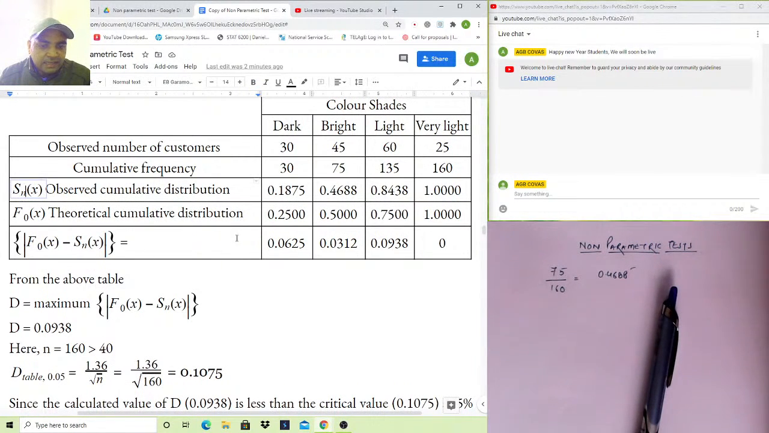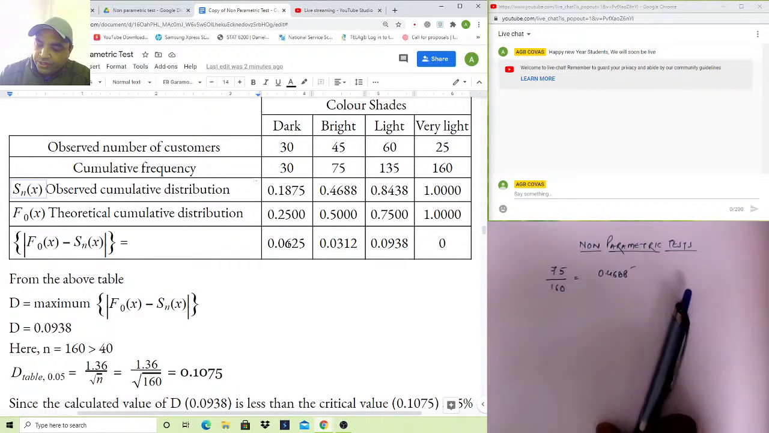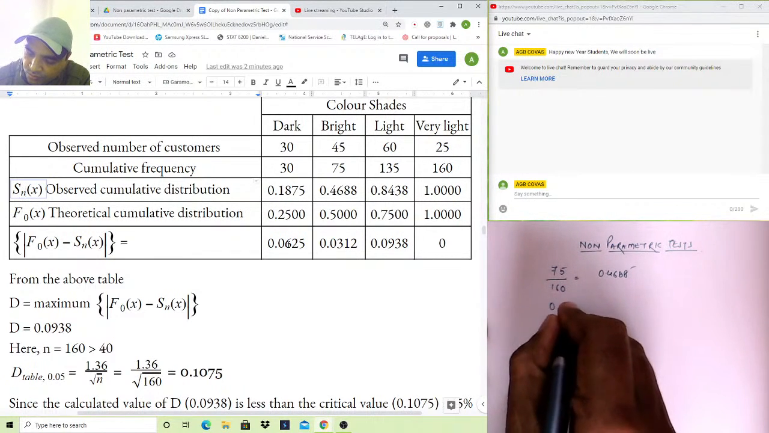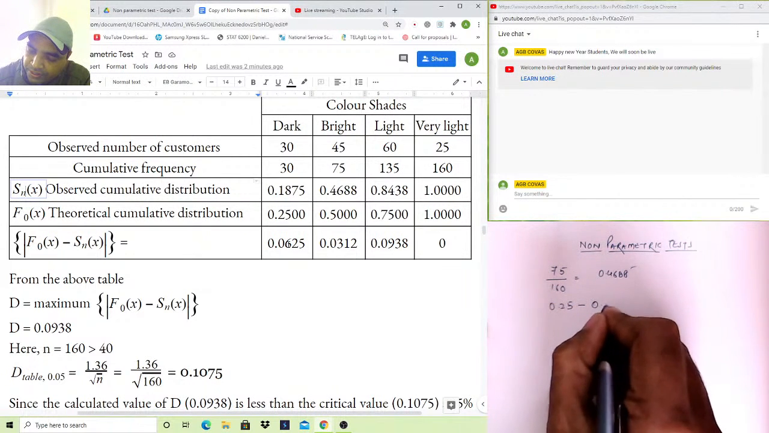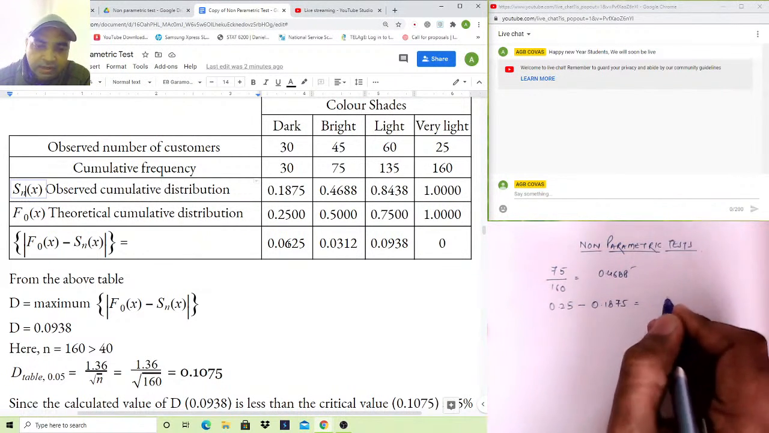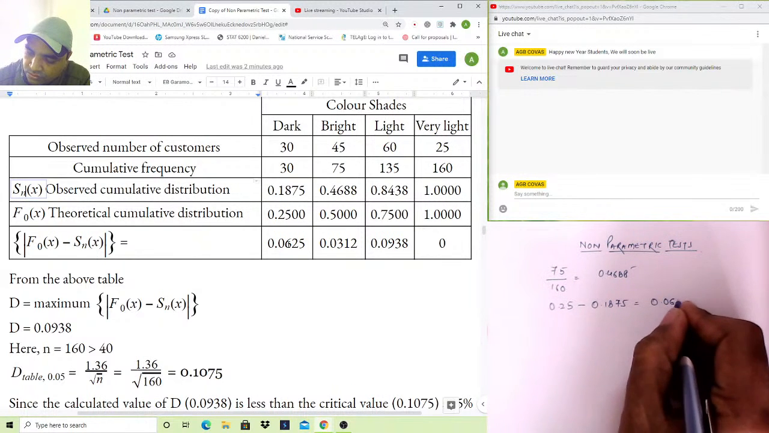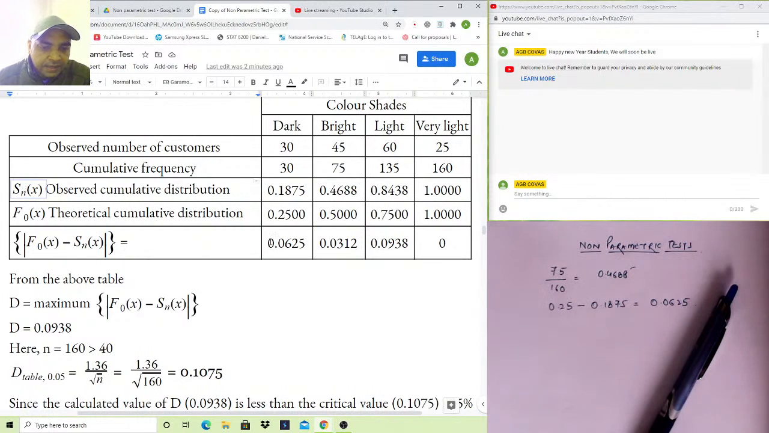Now we will find the difference between this F naught X and this SnX. So F naught X minus SnX: 0.25 minus 0.1875 will be equal to 0.0625. So it has been written here, right? Then 0.5 minus 0.4688 will be 0.0312. This is taken as absolute. Although this would be minus, we have converted the sign into plus, right? And then 1 minus 1 is 0.